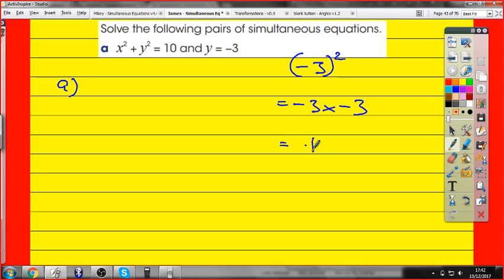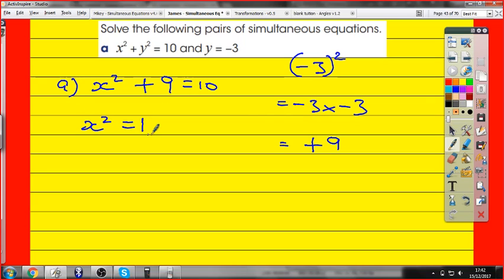Yeah, because a minus times a minus makes a plus. So whenever you have something squared, you'll never get a negative answer. Okay, so y squared is 9. So what do I write? So that means that x squared must be 1, because 1 times 1 is 1. Yeah, so x squared plus 9 equals 10.